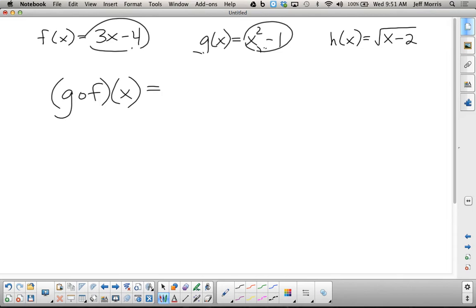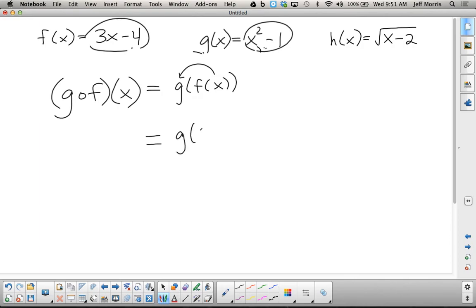Now, you're having to square something. I hope everybody gets the first step right, but simplifying might be a little touch and go. So this means g of f of x. Everybody agree? So what are we doing? Taking f of x and plugging it into what? G. Okay, so we're going to take f of x and plug it into g. Do we know what f of x is? Yeah, it's 3x minus 4.